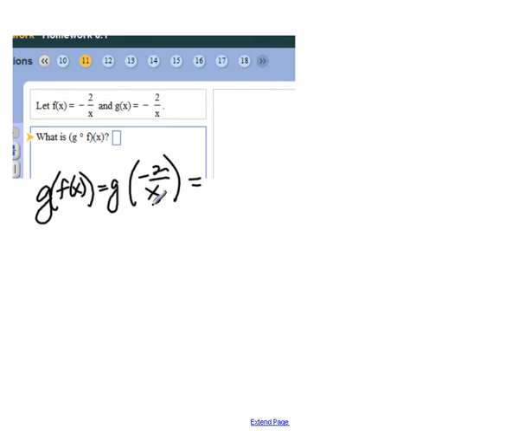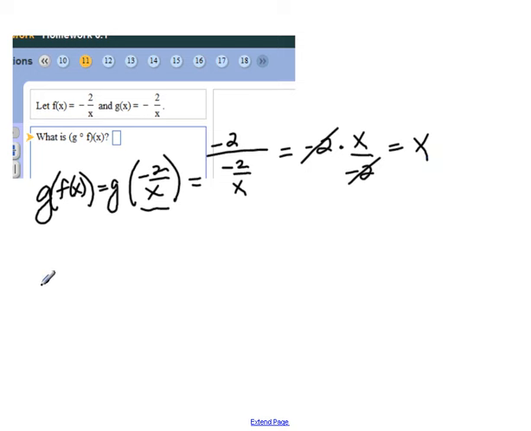Now to do g of negative 2 over x means we're going to replace the x with this negative 2 over x in our function g. So function g is negative 2 over x, but in place of x we're putting negative 2 over x. Kind of weird, huh? And so to divide means to multiply by the reciprocal, which would be negative 2 times x over negative 2. But those divide out, just giving us x.